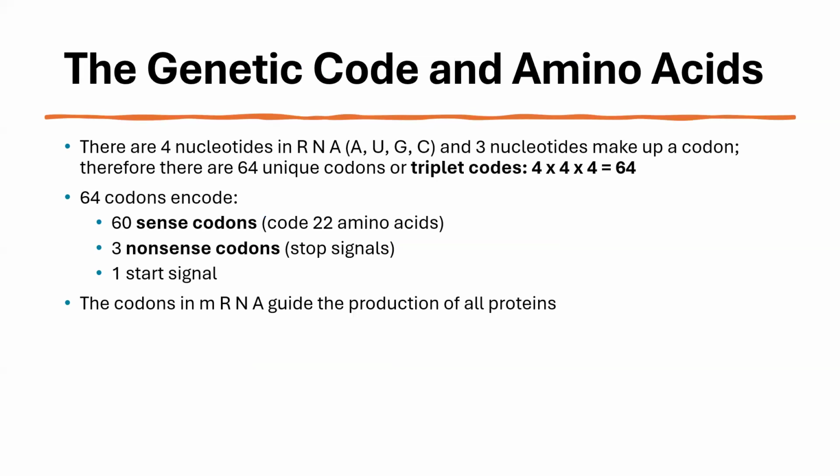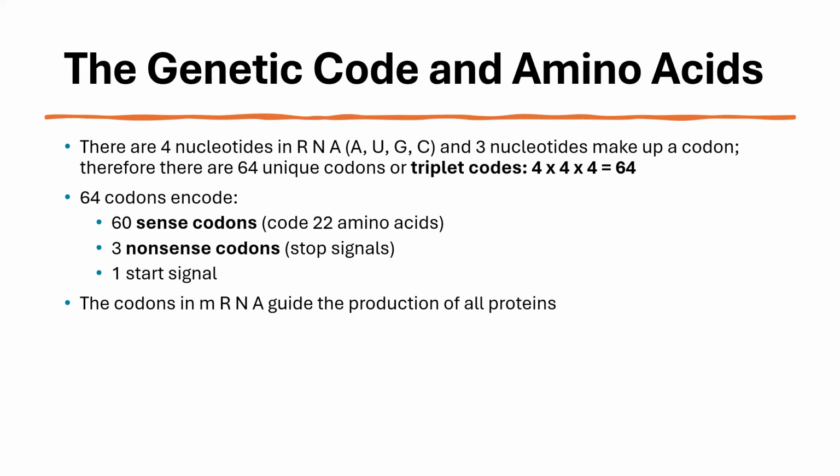So the genetic code has your four nucleotides. Those are going to be A, U, G, C in RNA. And the RNA ones are the ones that are important because when we're thinking about translation, we are translating the mRNA to make a protein. So three nucleotides in a row are going to make up a codon. And therefore, there are 64 unique codons. That's the triplet code of four possibilities times four possibilities times four possibilities. 4 to the third power is equal to 64.